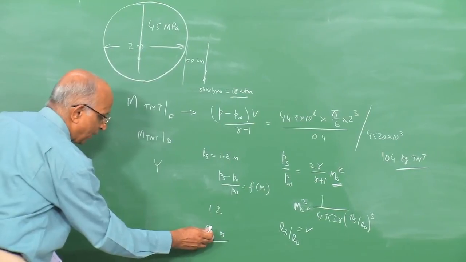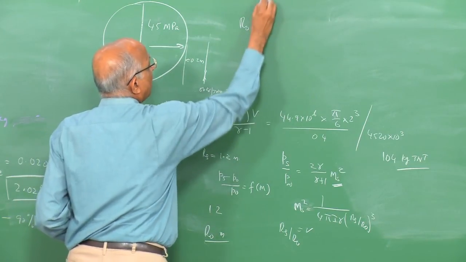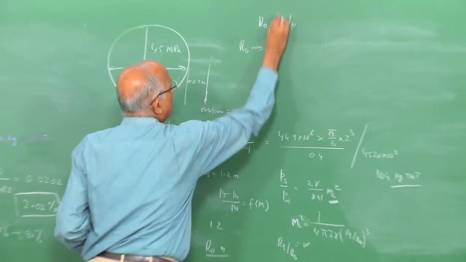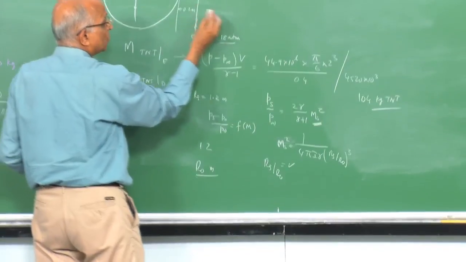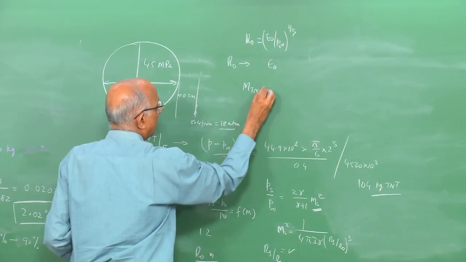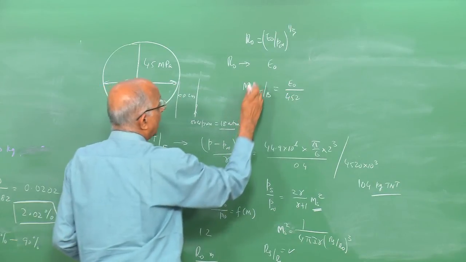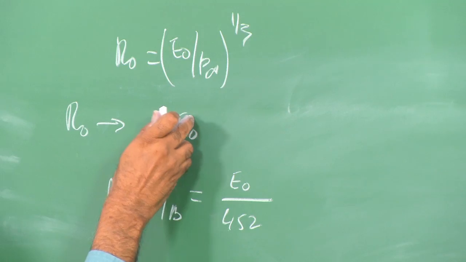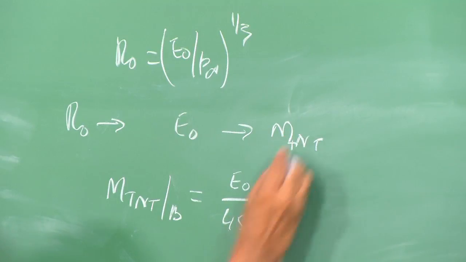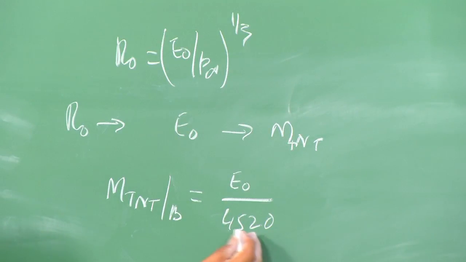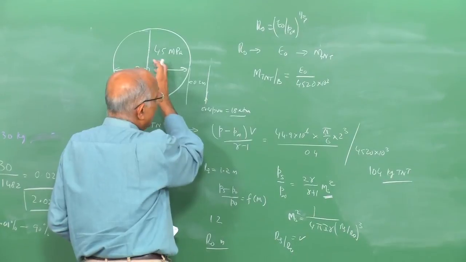Therefore, I know the value of the explosion length for this problem, and from R naught, what do I calculate? R naught is equal to (E naught by the ambient pressure) to the power 1 by 3. I know the energy which is getting released driving this blast wave, and therefore the mass of TNT corresponding to this blast is this value of energy divided by 4520 into 10 to the power of 3, because this is not energy equivalent, but is based on the explosion length equivalent.